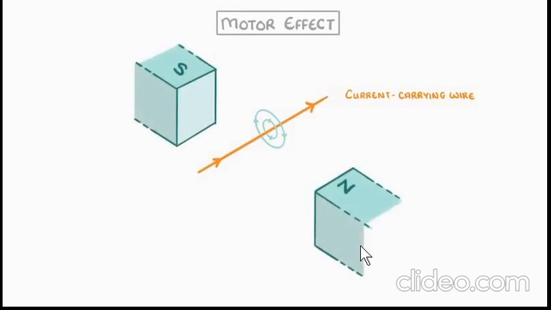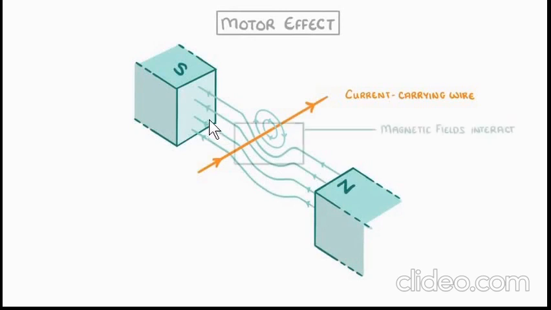Let's place a permanent magnet, and the direction of the magnetic field is from north to south. So what will happen? The two magnetic fields will start interacting with each other. We know that magnetic field is a vector quantity. So the two vectors in such a scenario will interact with each other, and as a result they will produce a force, and that force I'm showing you over here.